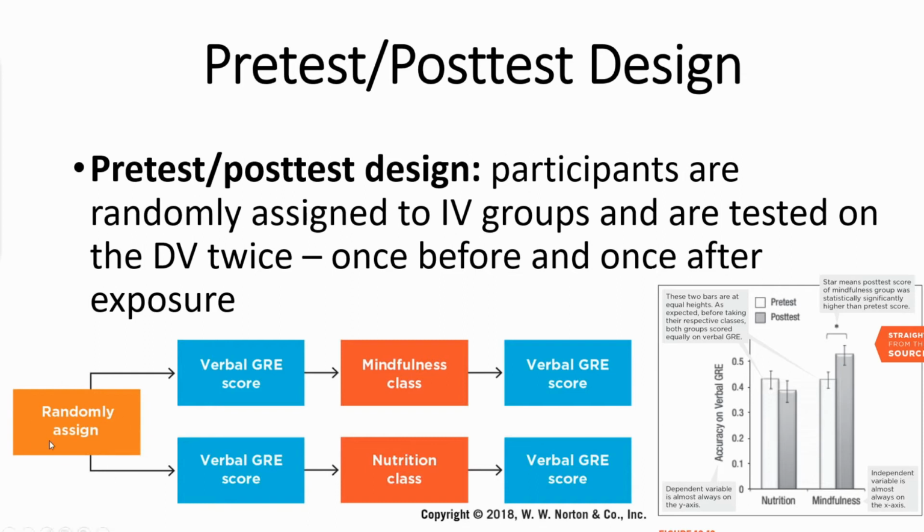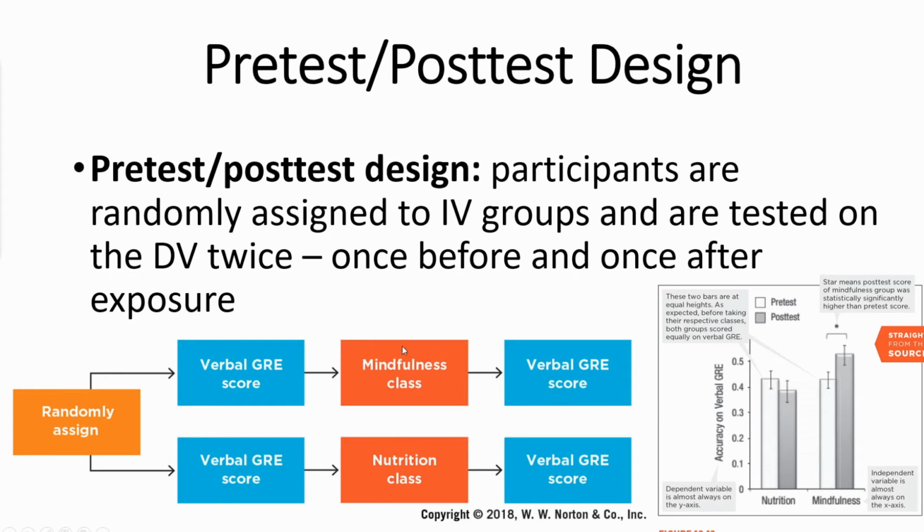So people could be randomly assigned to this mindfulness class, or they could be randomly assigned into a control class that has nothing to do with test scores, so a nutrition class. And so before they attend those classes, they wanted to get a baseline for the participant scores on verbal GREs. So they tested both groups at the beginning of the experiment to see how they score on these particular types of questions.